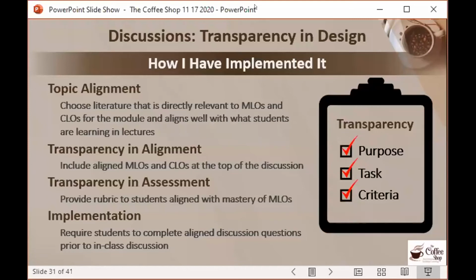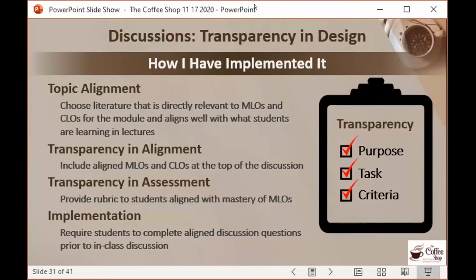I designed transparent assignments. I included the MLOs at the top of the discussion so students knew exactly what they were supposed to be doing and what I was asking of them. I also provided a rubric to the students that was aligned with the mastery of the MLOs. So this really increased the transparency again, so students knew exactly what was being asked of them.